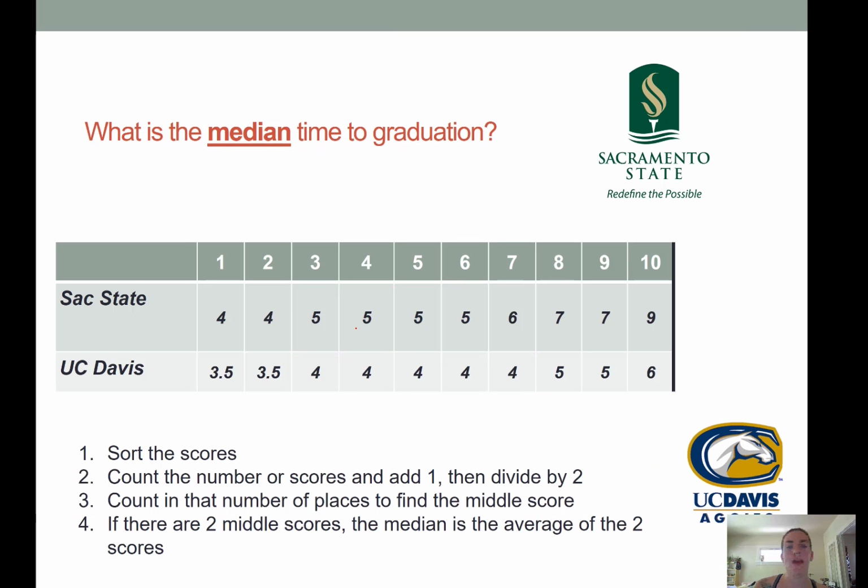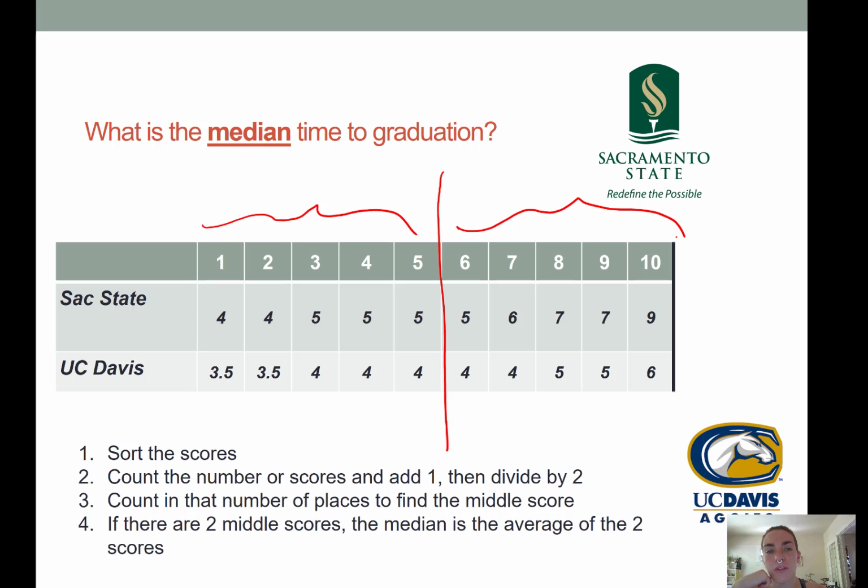Okay, now let's move on to calculating the median. So the median time to graduation. We've already ordered all the scores to derive the mode. So now the next thing we need to do is find the middle point in our list. So you could probably do this pretty intuitively. We know that the middle point is going to be that there's 5 scores on this side of the middle and 5 scores on this side of the middle. Right? So you know that the middle score is going to be between the 5th and the 6th score.